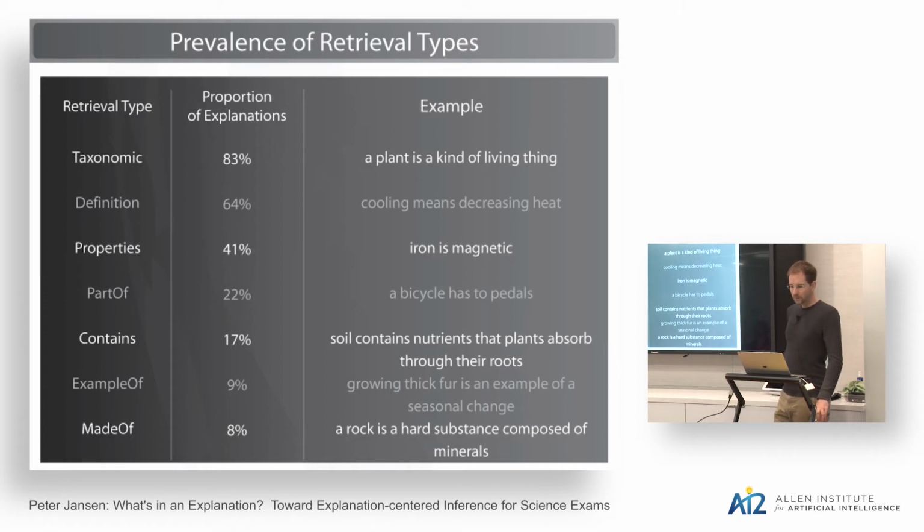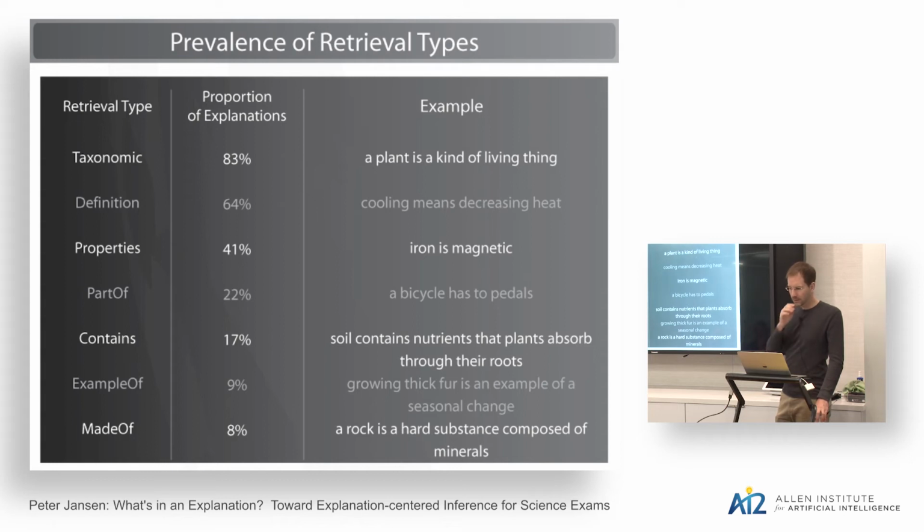Just to orient you to this table, the first column is the relation type. The second column is the proportion of explanations that have at least one relation with that type. And then the third is just an example. So, for example, taxonomic relations occur in 83% of questions, so they're all over the place. And an example might be a plant is a kind of living thing.